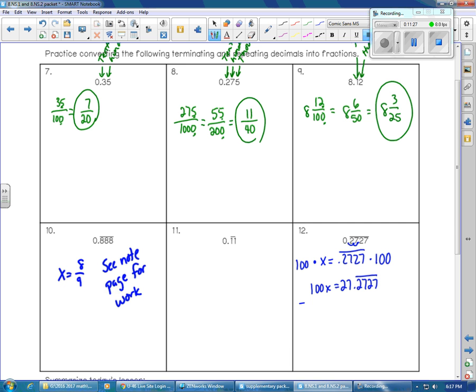I'm again going to subtract x from both sides, because x equals 0.2727, repeating. So I'm going to subtract x, subtract 0.2727, repeating, and I have 99x on my left and 27 left on my right. Divide both sides by 99, and I have x equals 27/99.